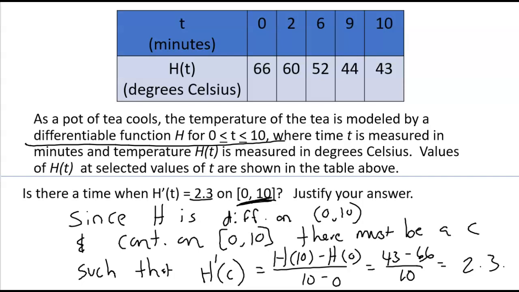Since h is differentiable and continuous, there has to be a c such that h prime of c is equal to the average rate of change, which is 2.3 on that interval. That's usually how those problems will work out.